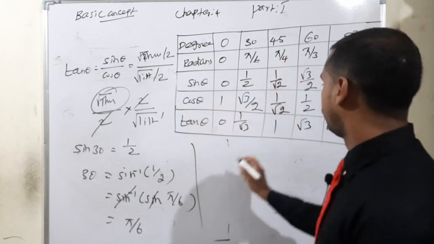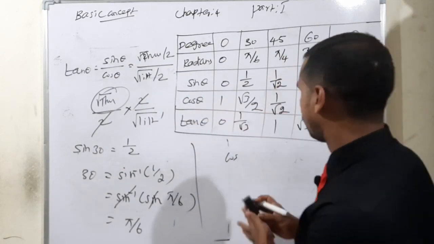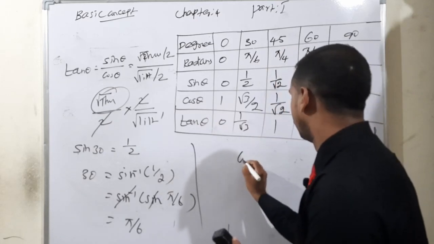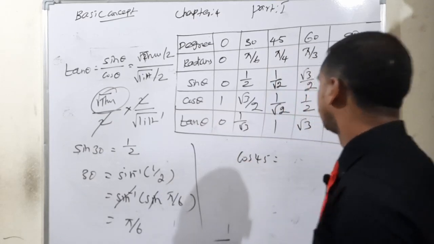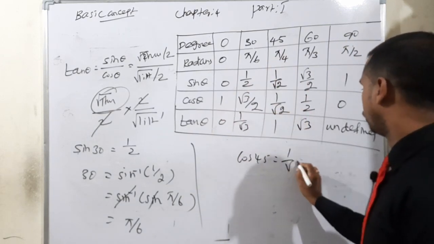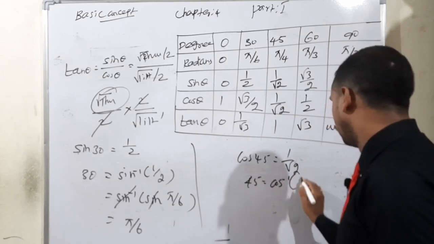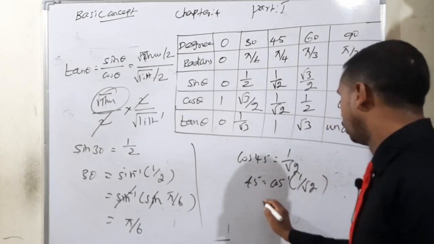Okay, as well as one more value. Cos pi by 4. Cos is actually 45, isn't it? So cos 45 is equal to what value? Cos 45 is equal to 1 by root 2. Then 45 is equal to cos inverse of 1 by root 2.